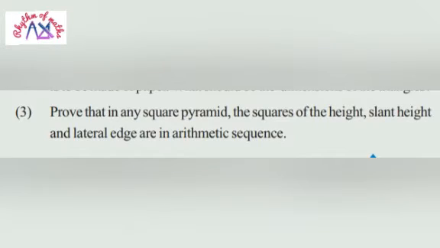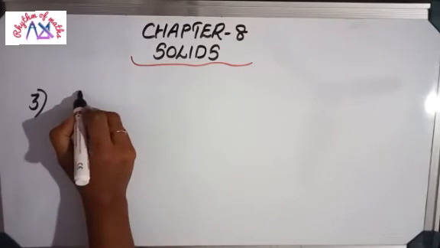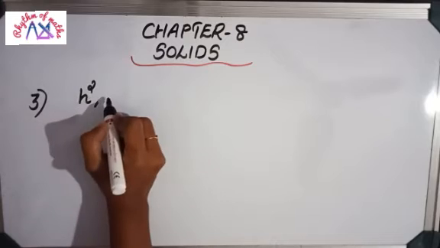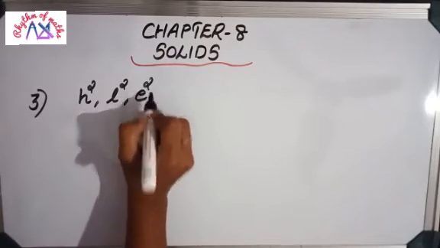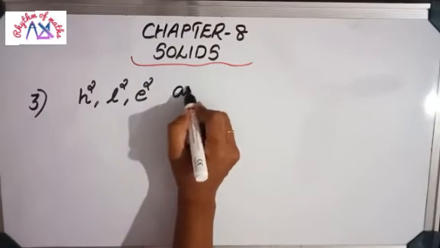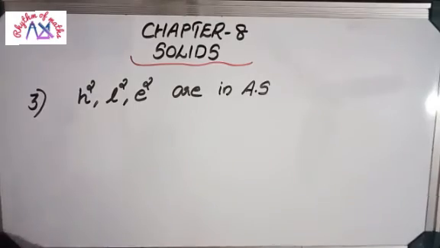Next question number 3. Prove that in any square pyramid, the squares of the height, slant height and lateral edge are in the arithmetic sequence. Question number 3. Okay, here in this question we have to prove that h square, height square, then slant height square, then lateral edge square, these are in arithmetic sequence. This is what we need to prove in this question.